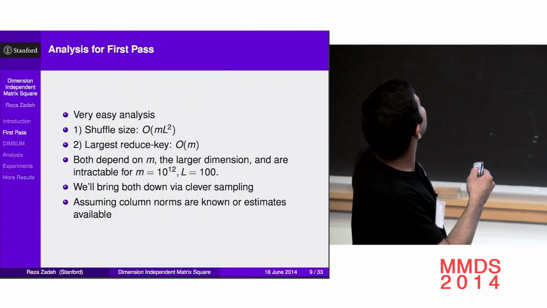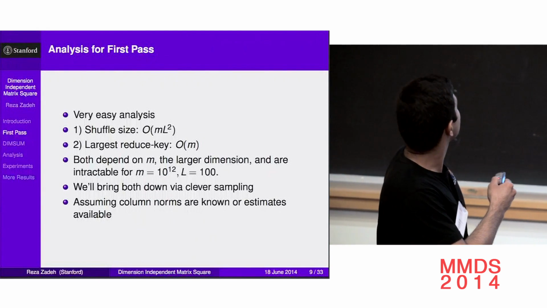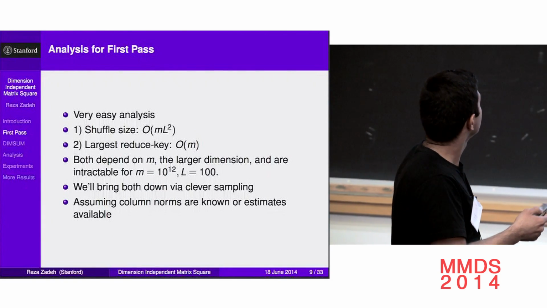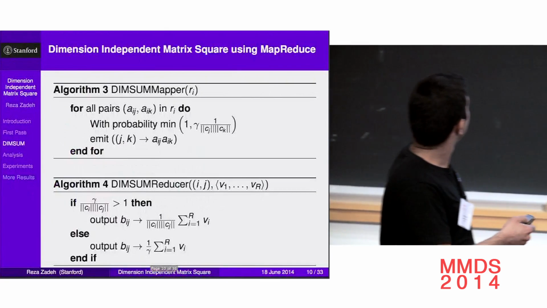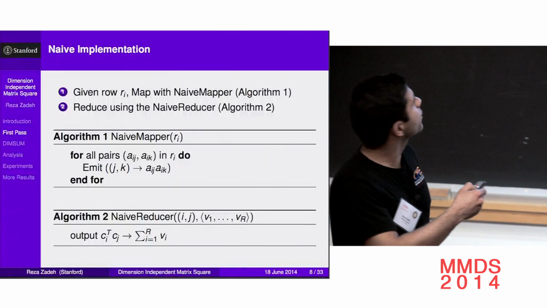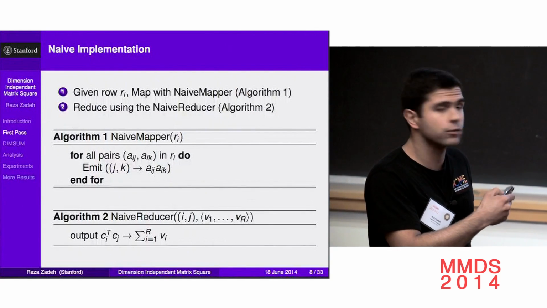And the acronym is dimension-independent matrix square using MapReduce. So that's DIMSUM. I apologize for that, but at least you remember what this is about now. So let's modify this. This was the original. Now we're going to do some clever sampling. It's going to be very similar to this original, but there will be some sampling.